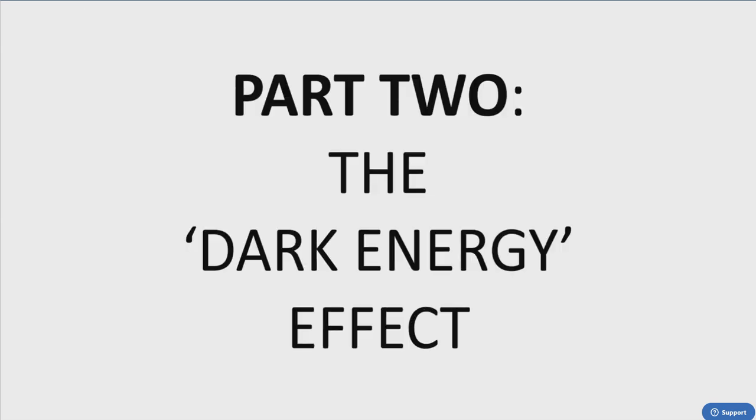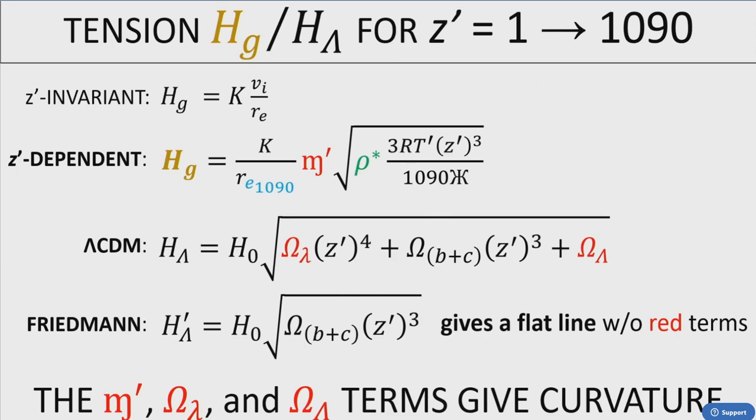All right, we're going to move on to dark energy, and we're going to discuss the tension between these models over the entire Z domain, 0 to 1089. We have our z-dependent function, we have lambda CDM, and below that we have what I call the Friedmann equation, familiar to many of you, which removes light and dark energy from lambda CDM. Now, when you get rid of all the red terms in both models, you get a flat line tension of 9% across that Z domain.